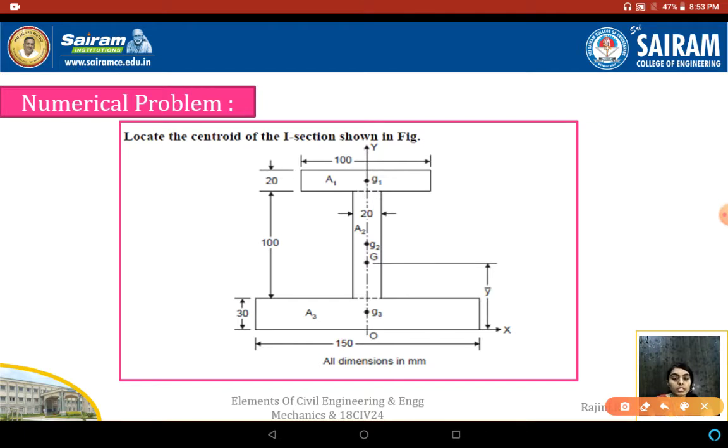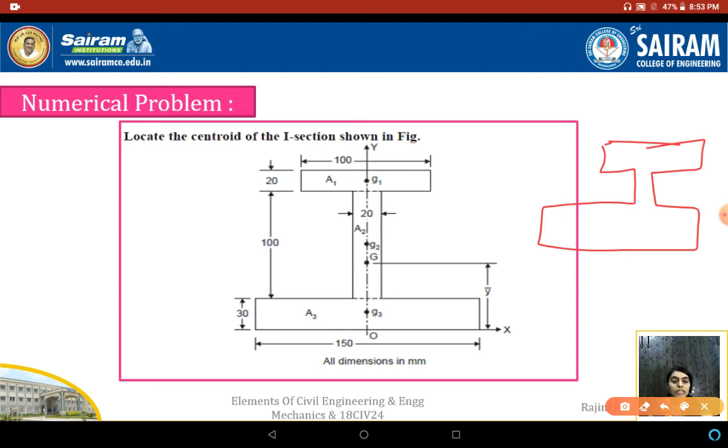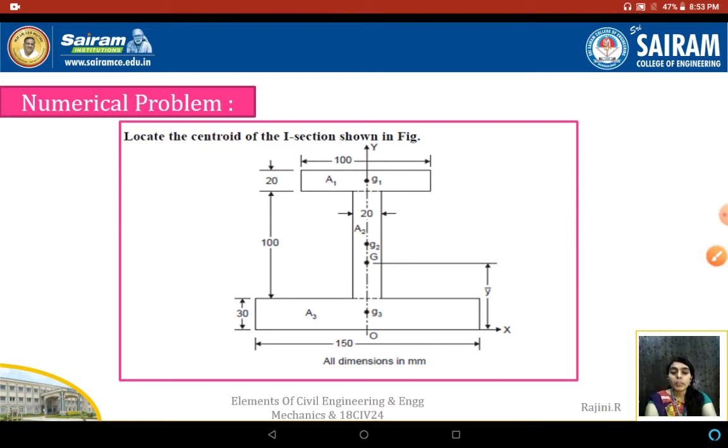So here they'll just give an I section like this, and we need to divide it according to our convenience. Here I have taken three rectangles, one cut here and one cut there. You can see in this figure, I have divided that. So how many areas did we get? Area 1, area 2, area 3. Three areas we got.